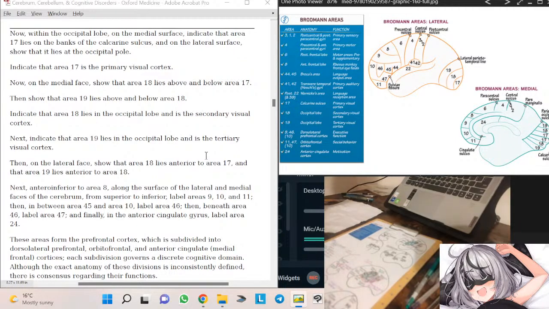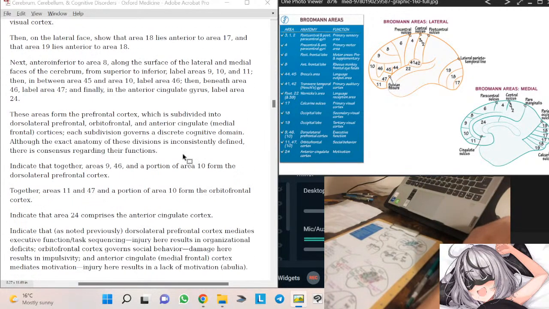These areas form the prefrontal cortex, which is subdivided into dorsolateral prefrontal, orbitofrontal, and anterior cingulate medial frontal cortices. Each subdivision governs a discrete cognitive domain. Although the exact anatomy of these divisions is inconsistently defined, there is consensus regarding their functions.